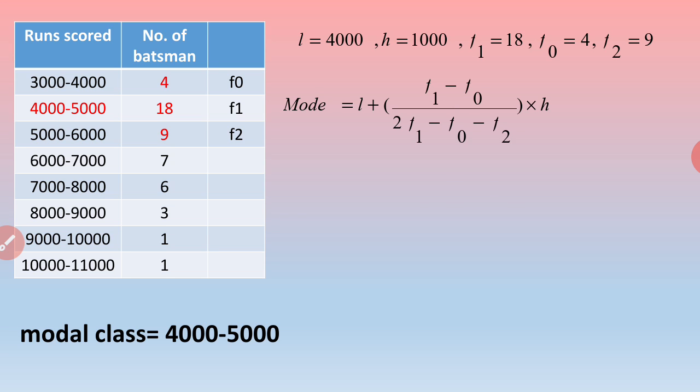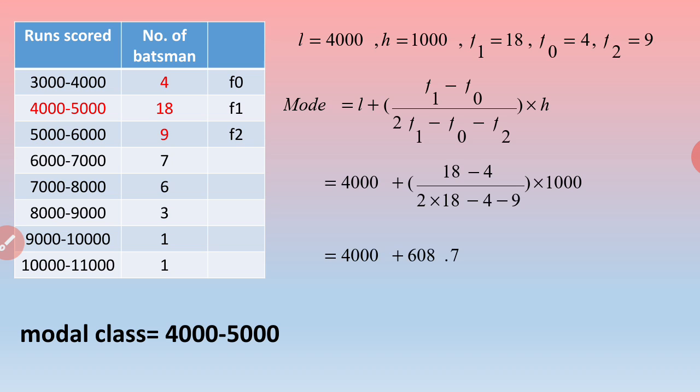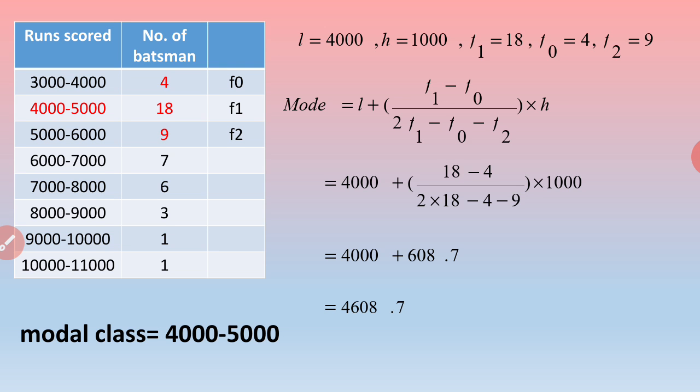The next step is putting the values in the formula correctly, and when you solve it, you get the runs scored, that is, the modal runs scored comes out to be 4608.7. This is how we come to the end of the topic mode.